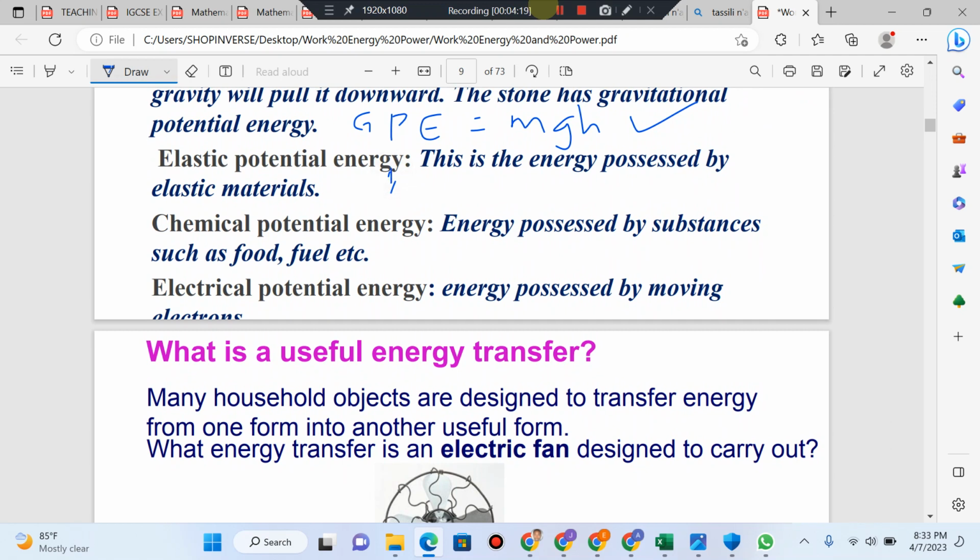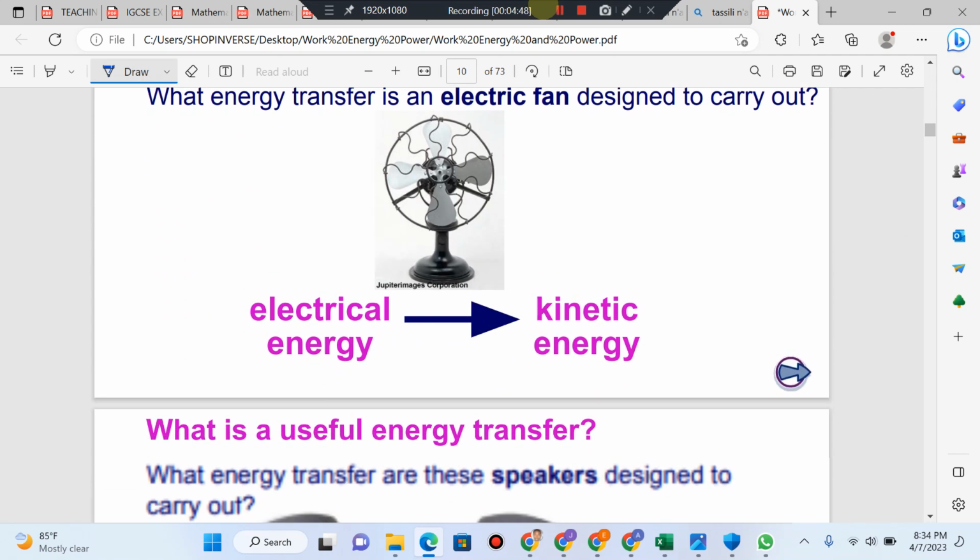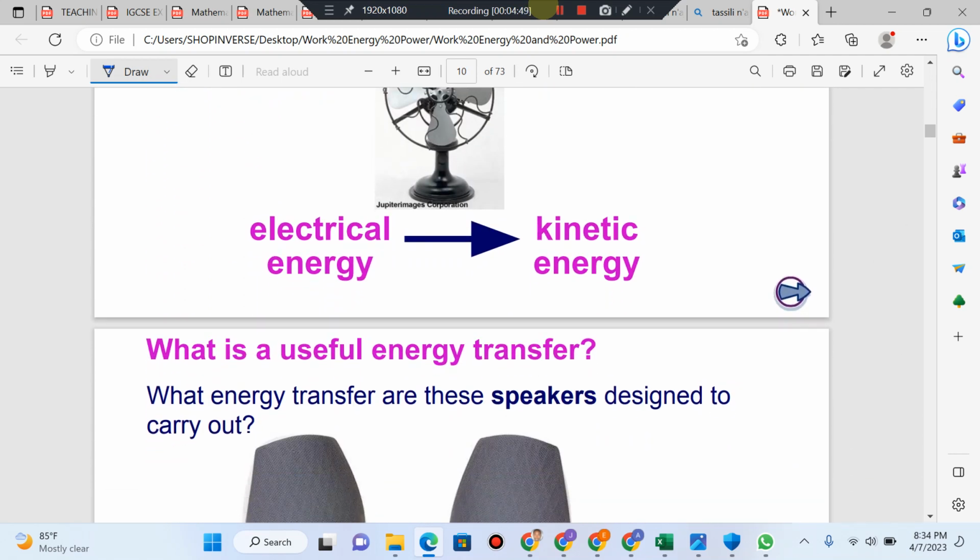Elastic potential energy, and the formula for elastic potential energy, let me put it here. Elastic potential energy is half Fe, where F is the force and e is the extension of the elastic material. Another formula we can use for elastic potential energy is half ke squared, where k is the spring constant or stiffness of the spring and e is the extension of the spring.